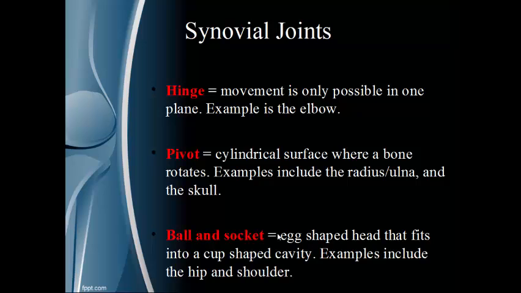And probably the most well-known of the types of joints we'll go over, the ball and socket. You have an egg-shaped head of one bone that fits into a cup-shaped space of another bone. Examples of these include the hip and the shoulder. These types of joints give you the most amount of movement for a type of joint.